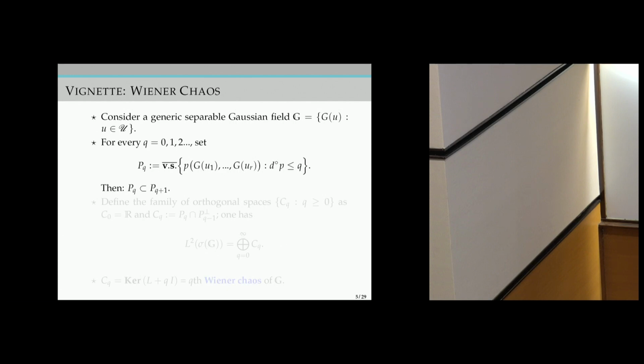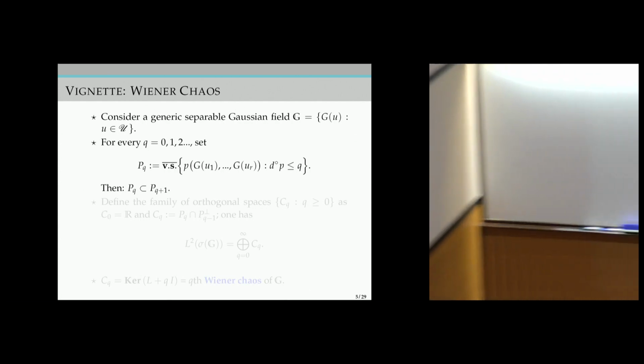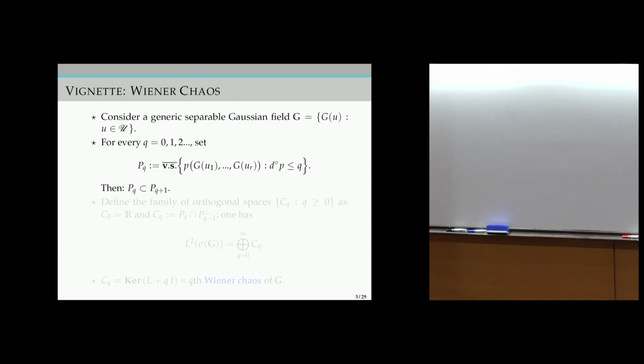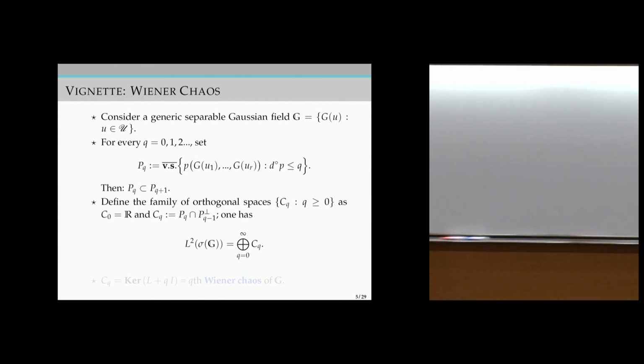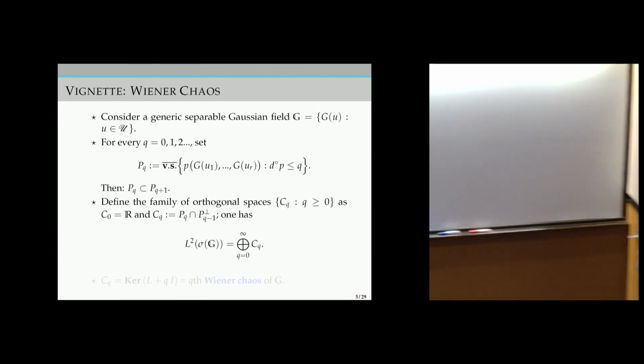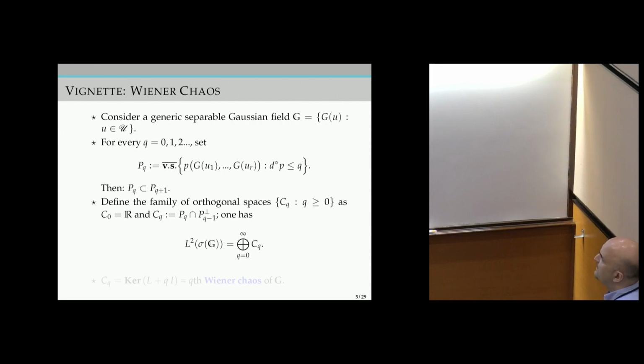Of course, if you do this, you obtain an ordered sequence of spaces, P of q contained in P of q plus 1. What you can do is orthogonalize them, like in Gram-Schmidt orthogonalization in an infinite dimensional setting. In this way, you can define a collection of orthogonal spaces, C of q, q bigger than or equal to 0. The first one is just the real numbers, the constants, and then you define C of q to be P of q intersected with the orthogonal of P of q minus 1, where the orthogonality is in the sense of L2, right?